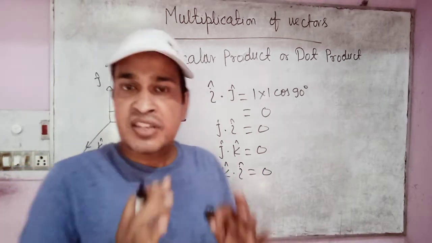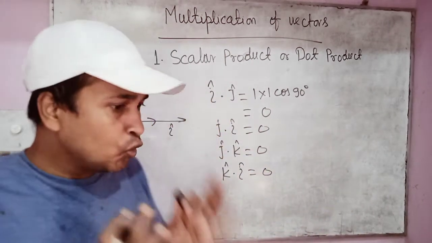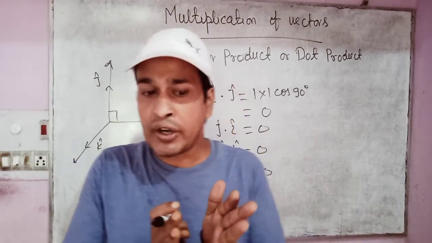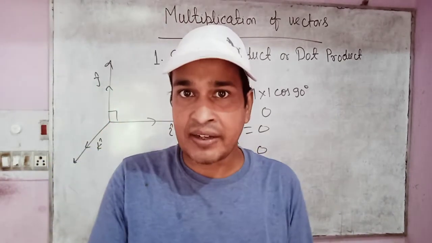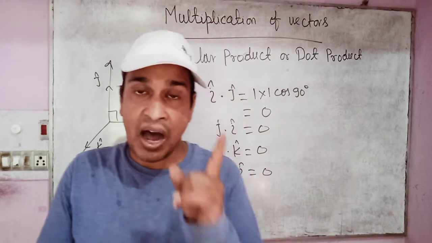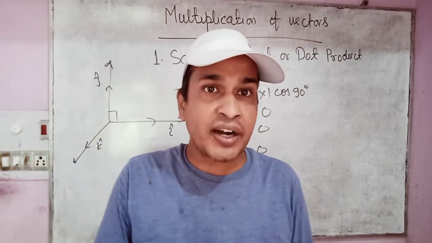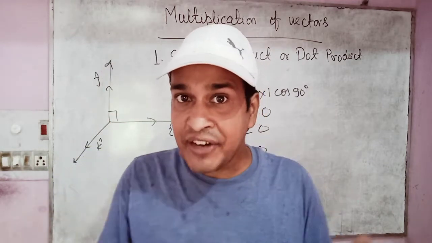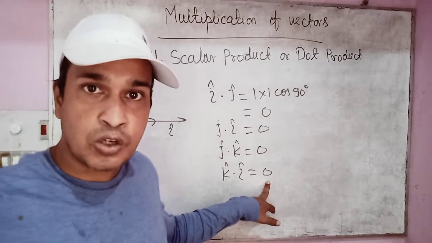The summary is, if two unit vectors along the Cartesian coordinate system are the same, then their dot product is 1, and if they are different, their dot product is 0.